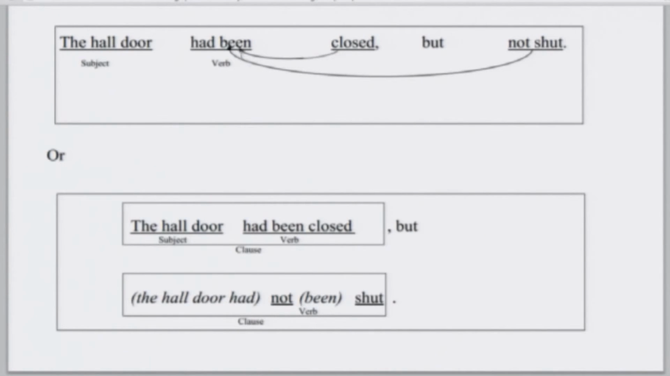So, we have seen that have plus been plus third form, that is the past perfect tense construction. So, in this case had, because past perfect. The hall door had been closed, but the hall door had not been shut. So, this is a subject, this is a verb, and that is it. This is one clause and this is another clause. So, in this interpretation, this turns out to be a compound sentence. Both the clauses are equally prominent, and they are in opposition to each other because they are connected through the connector but.